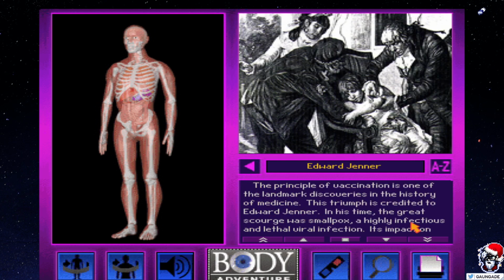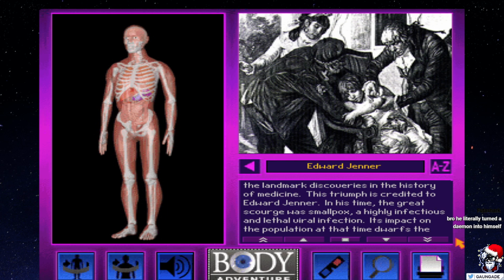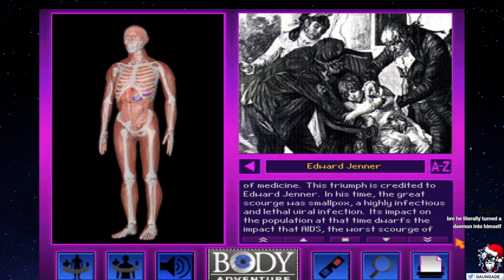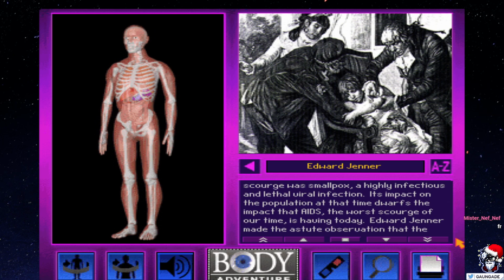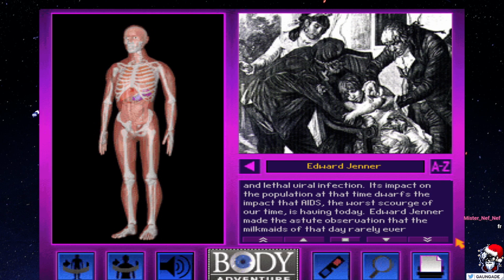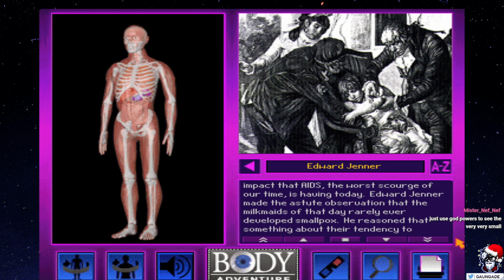Edward Jenner. The principle of vaccination is one of the landmark discoveries in the history of medicine. This triumph is credited to Edward Jenner. In his time, the great scourge was smallpox, a highly infectious and lethal viral infection. Its impact on the population at that time dwarfs the impact that AIDS, the worst scourge of our time, is having today. Edward Jenner made the astute observation that the milkmaids of that day rarely ever developed smallpox.